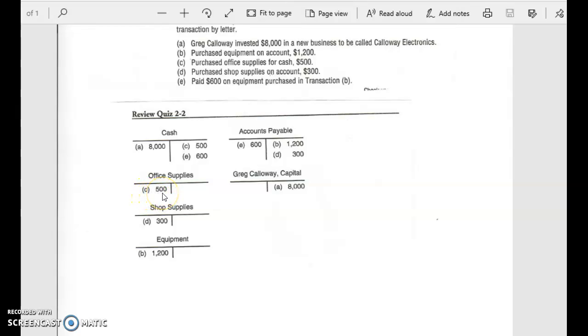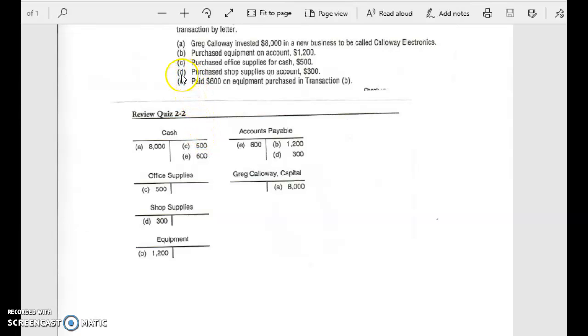Office supplies is an asset. It has a normal debit balance, so we are entering it on the debit side because we're increasing it. Now we paid cash for it, so we have to decrease cash. So here is the second half of the entry. It's a credit to cash because we are decreasing. Cash is an asset, so to decrease it, we have to credit it. So you see here, we've made a credit entry of $500 to cash, and that is transaction C.